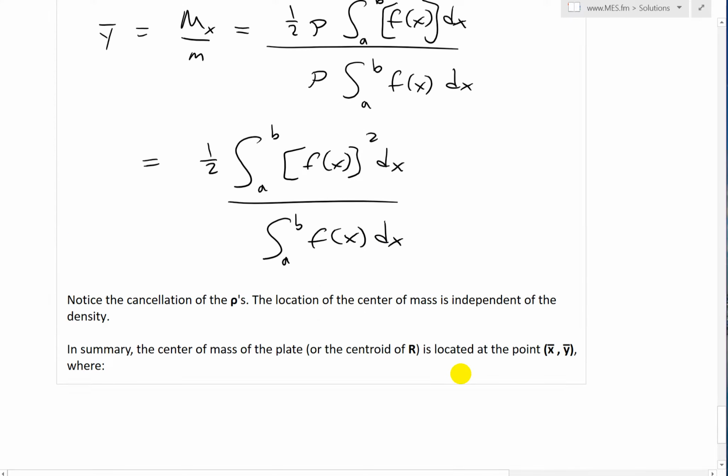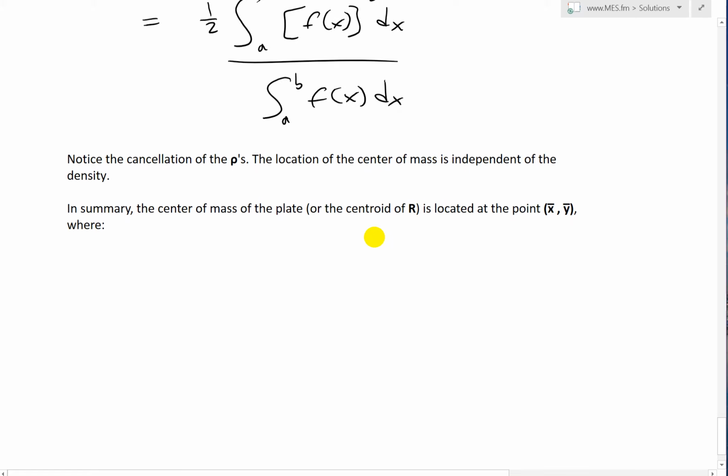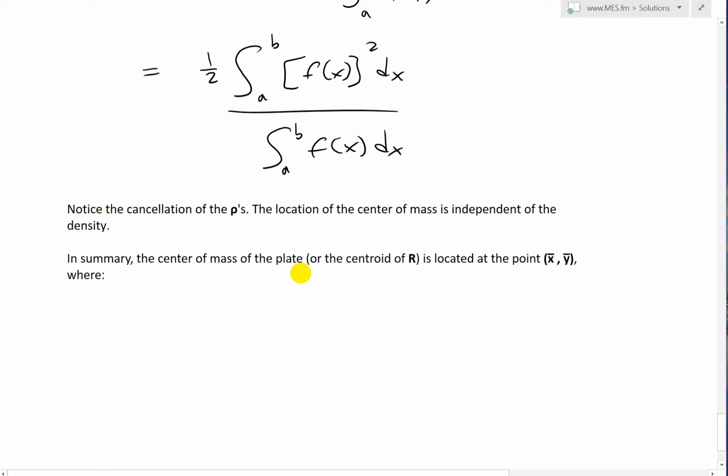Notice again the cancellation of the densities. This basically means the location of the center of mass is independent of the density. If it's a really light plate or a heavy plate, it doesn't matter. The center of mass can be the exact same, and if the thickness is constant, it won't change anything.